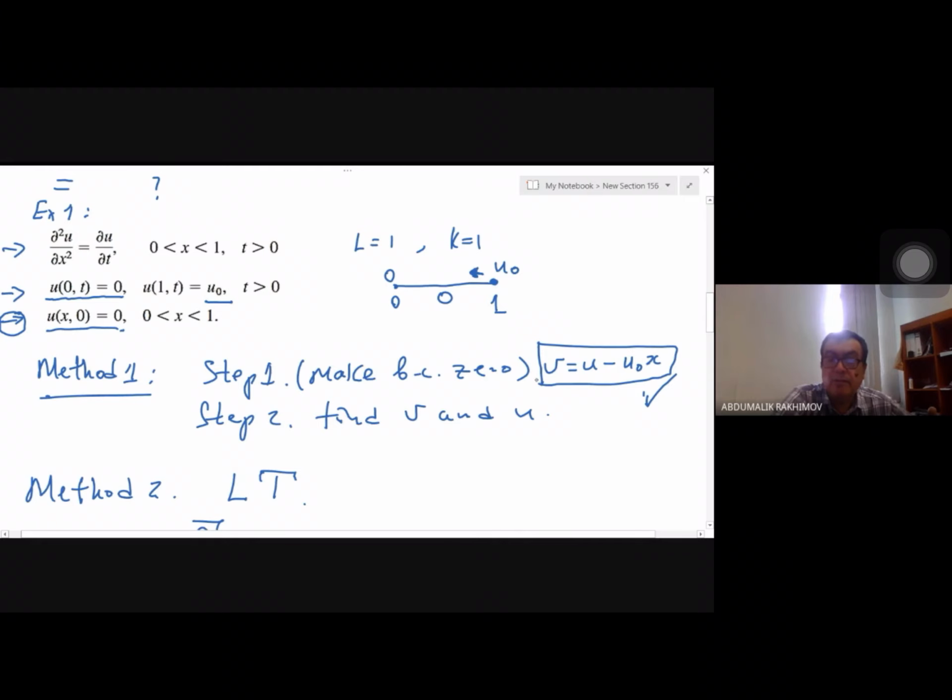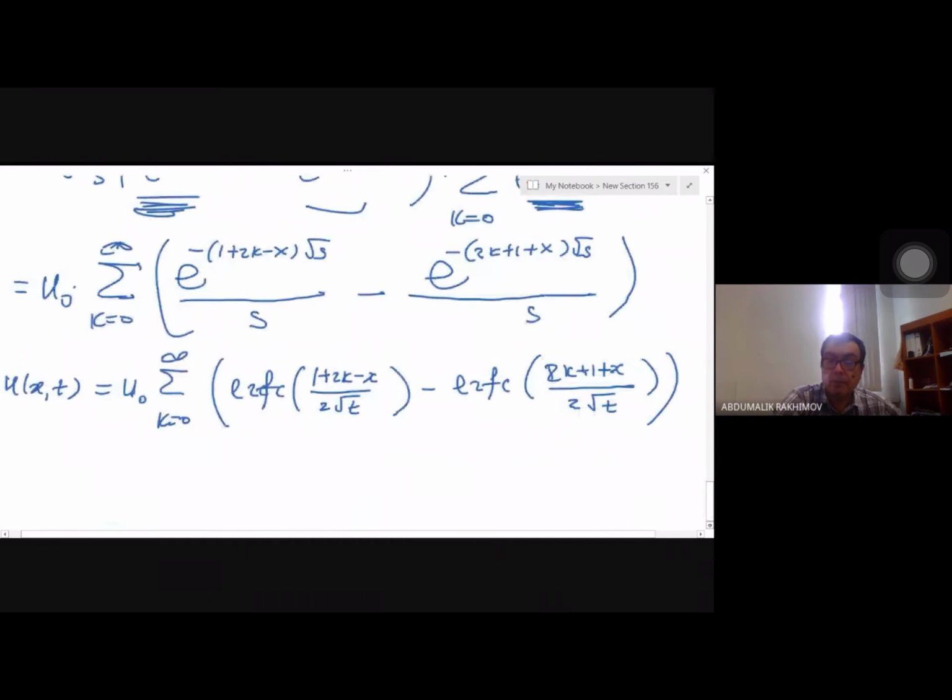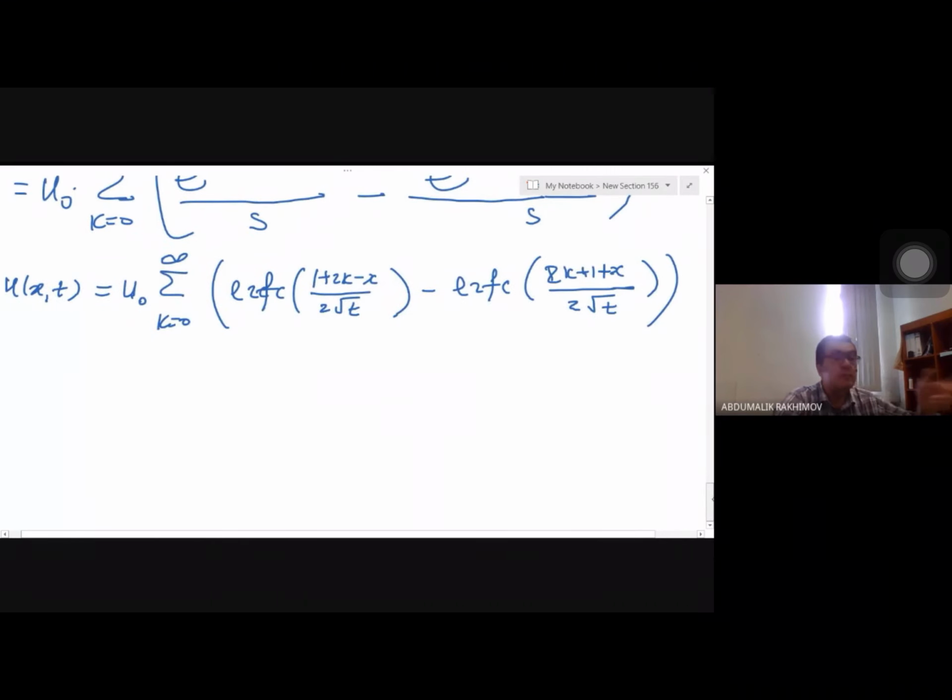Then you will find the problem for V, with 0 boundary conditions. Then you can go to step 2 and find the V. Then you will find the U from this equation, right? But if you use Laplace transformation, it seems complicated, but in any case you will get this solution. But the question is, why do we need method 2 if it looks complicated, right? To explain this, let me bring the next problem.